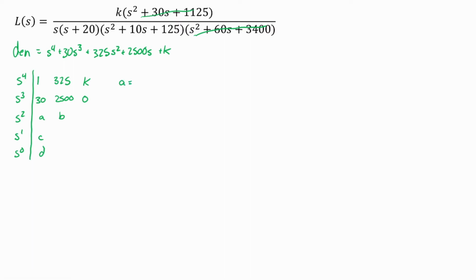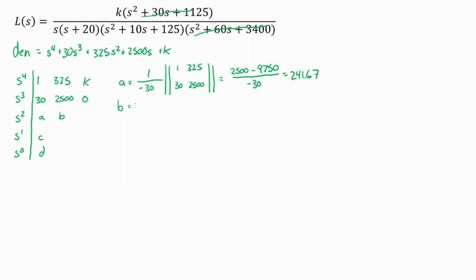So a is equal to 1 over negative 30, times... Okay, so we'll evaluate this as 2500 minus 30 times 325, all over negative 30. That comes out to positive 241.67.